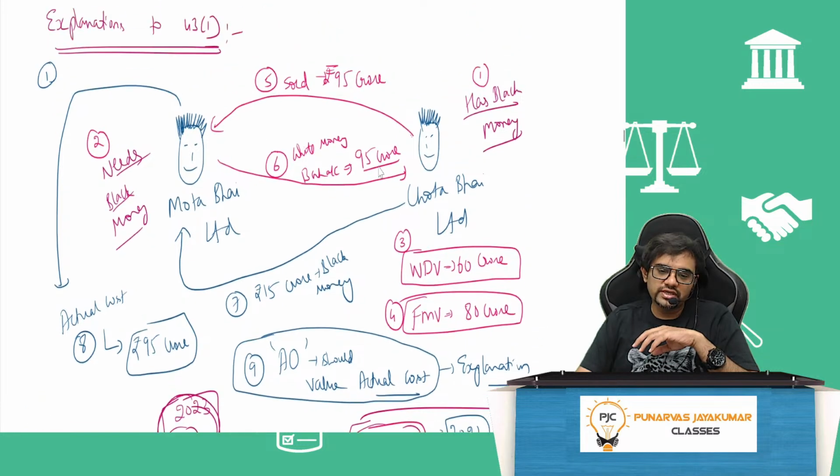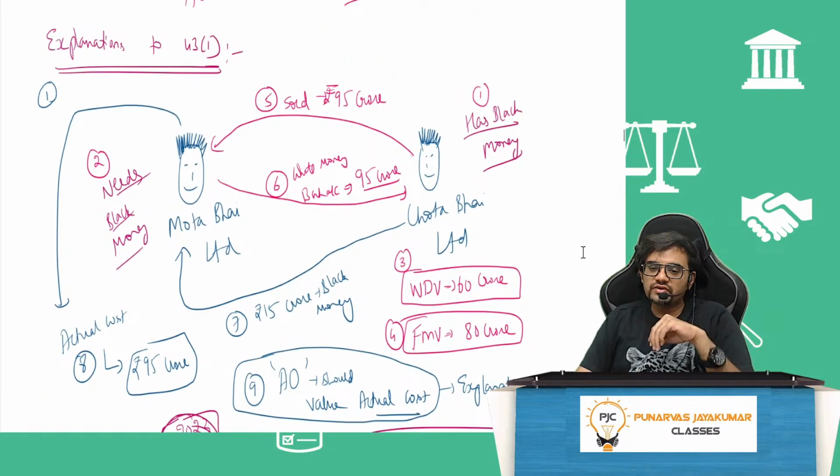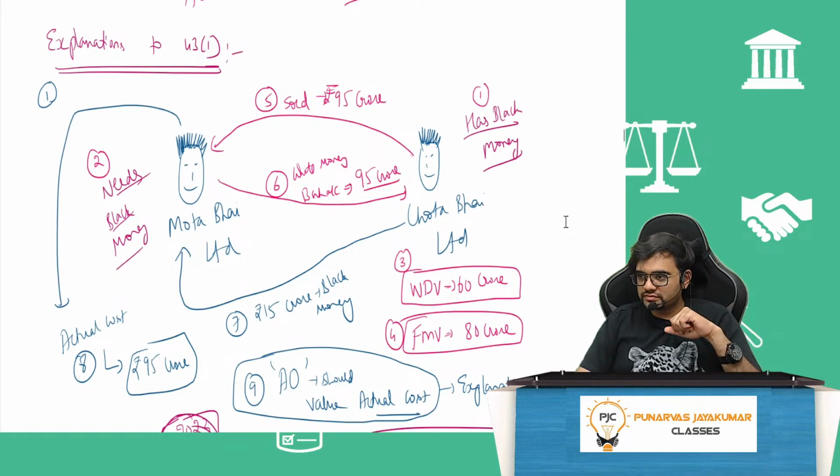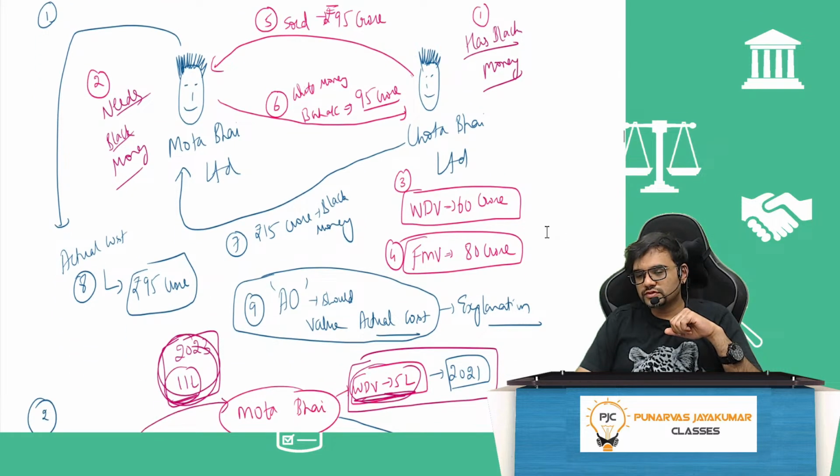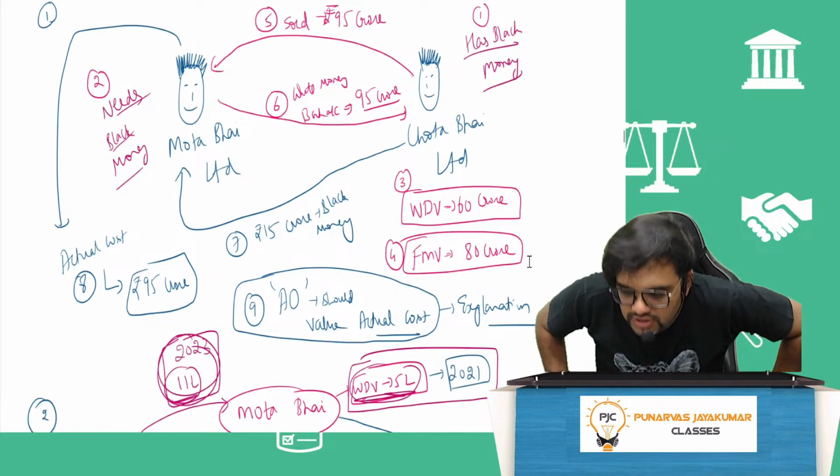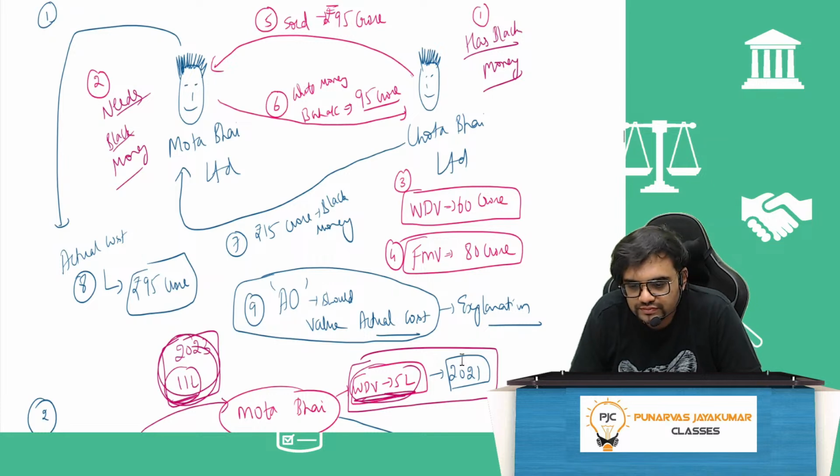Why are you doing it? You are taking the money from one fellow at enhanced cost. For what? To claim enhanced depreciation. So obviously, you can definitely do the needful. So who will decide this? AO, assessing officer, shall value it based on actual cost. Assessing officer will value.